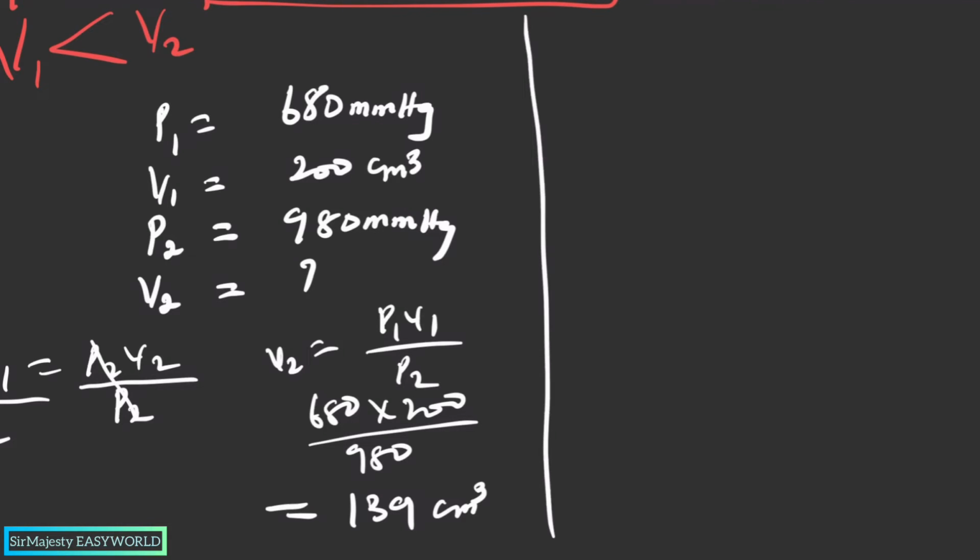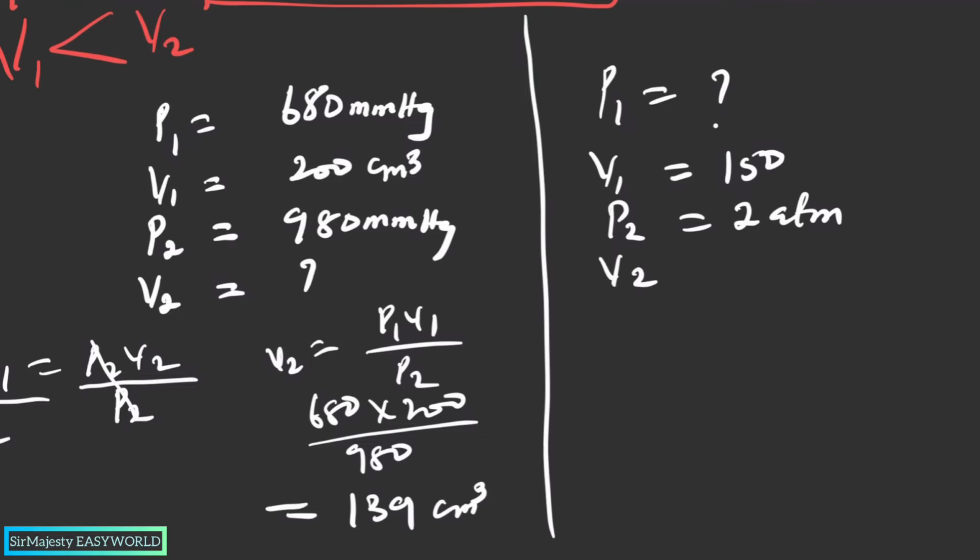I'll give you another instance before I leave questions like that. Another question that you might come across is that after setting everything, you might not know even P1. P1 might be your unknown. Then V1 might be given as 150, then P2 might be given as, let's take it as 2 ATM, and then V2 is given as 300. The units are cm cube.